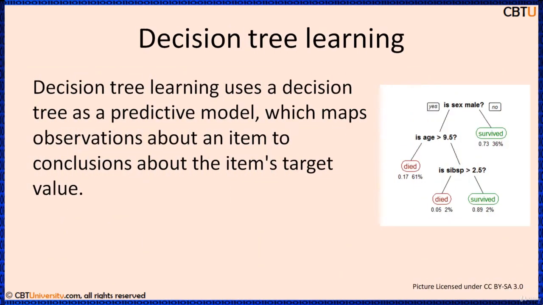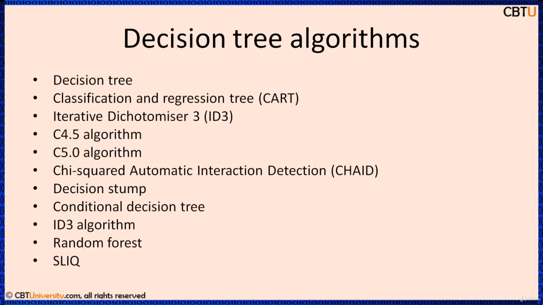Decision tree learning uses a decision tree as a predictive model which maps observations about an item to conclusions about the item's target value. Decision tree learning uses a series of decisions to arrive at valuable insights. In this, the goal is to create a model that predicts the value of the target variable based on several input variables. These are some of the decision tree algorithm techniques and methods.